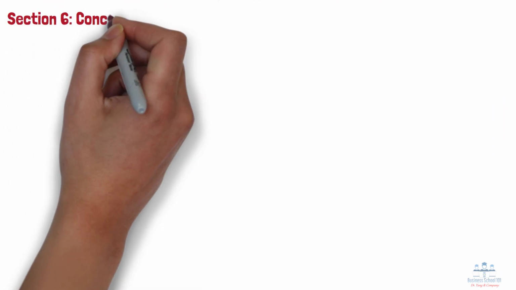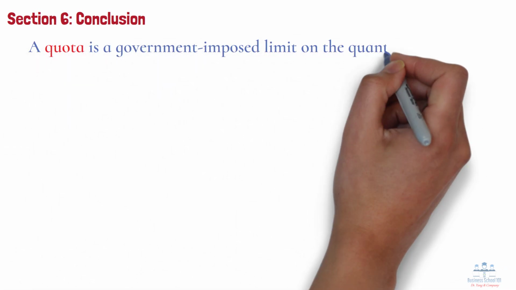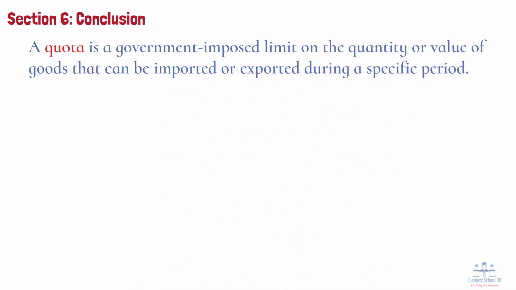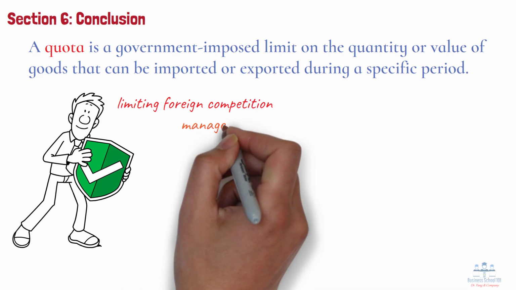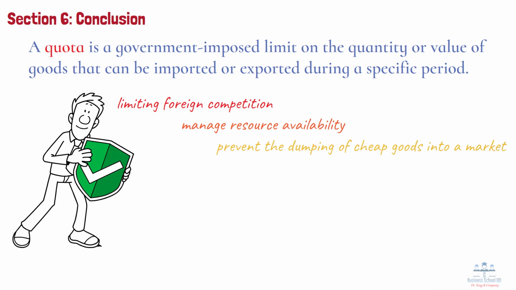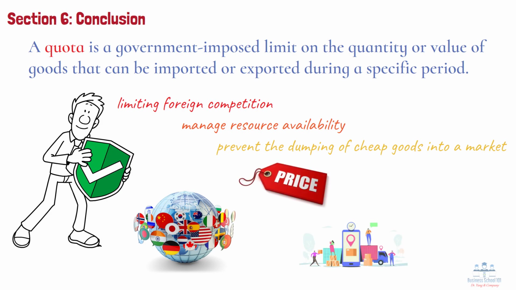Section 6. Conclusion. To sum up, a quota is a government-imposed limit on the quantity or value of goods that can be imported or exported during a specific period. Quotas are designed to protect domestic industries by limiting foreign competition, manage resource availability, or prevent the dumping of cheap goods into a market. Understanding quotas is essential because they significantly impact global trade, influencing prices, supply chains, and the balance between protecting local economies and fostering international trade relations.